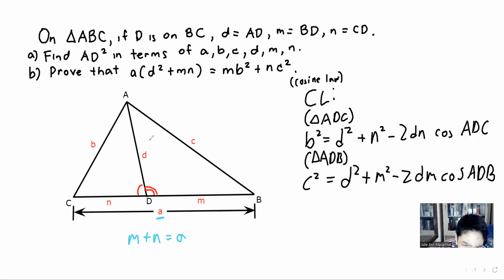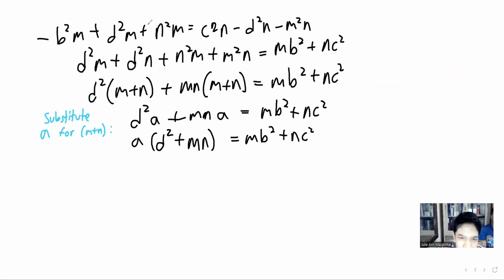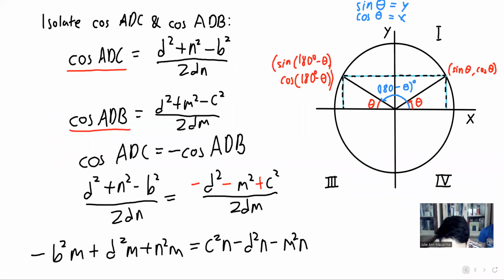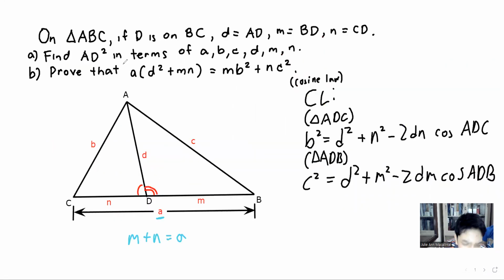Can you box your answer for B? Okay, this is for B. Okay, so find AD squared in terms of a, b, c, d, m, n.